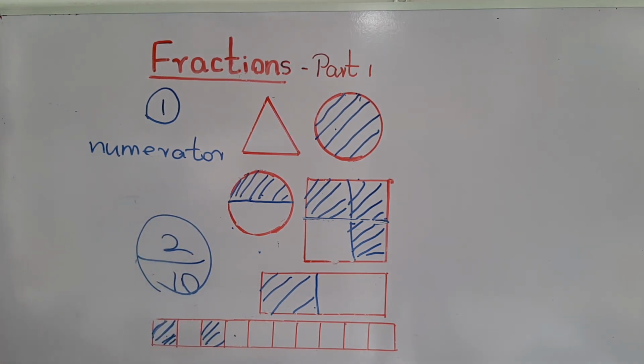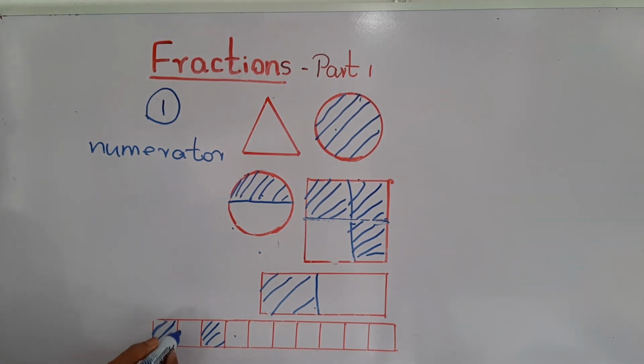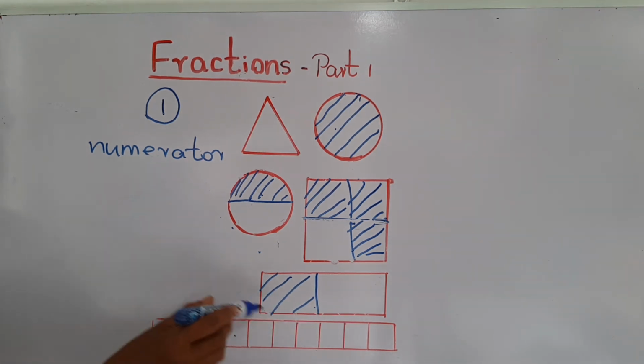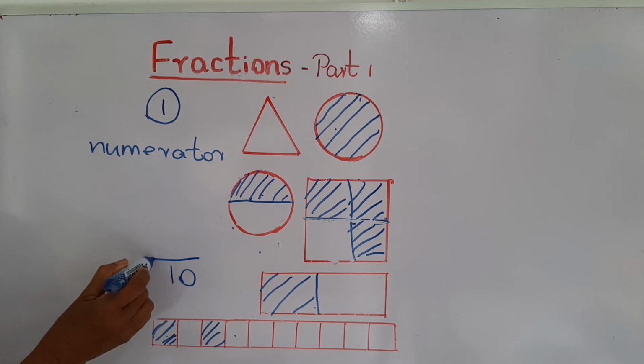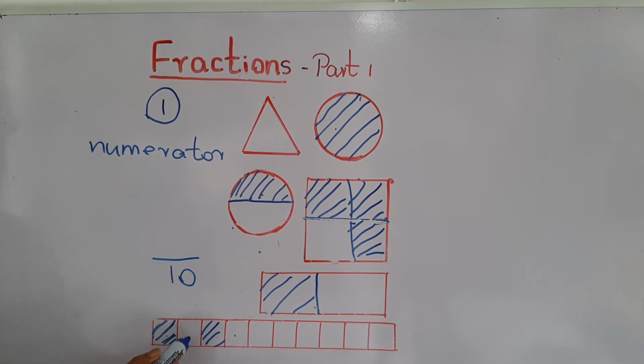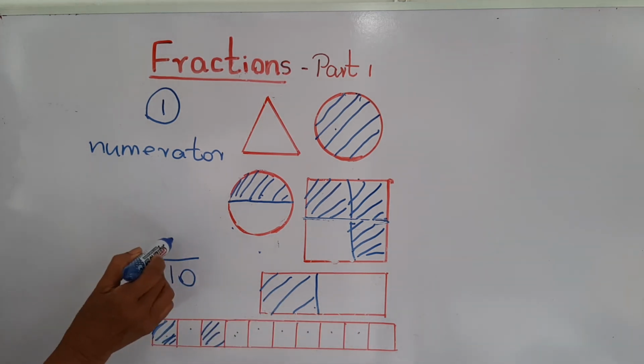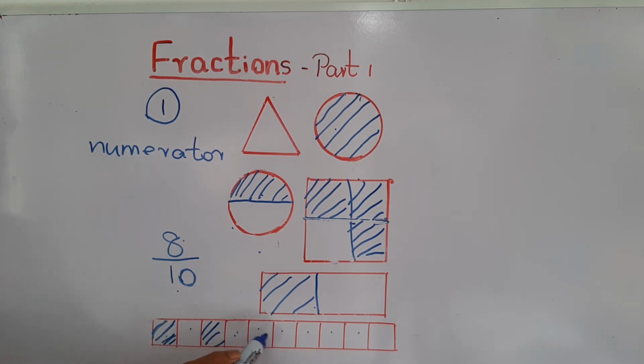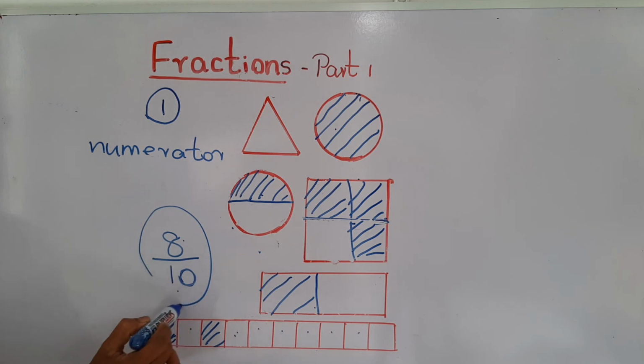Now I am asking another question. Write a fraction according to non-colored, non-shaded parts. This figure has been divided into 10 parts. Out of 10, non-shaded parts are 1, 2, 3, 4, 5, 6, 7, 8. 8 parts are non-shaded. That is the numerator. Denominator is 10. Numerator is 8. That is a fraction.